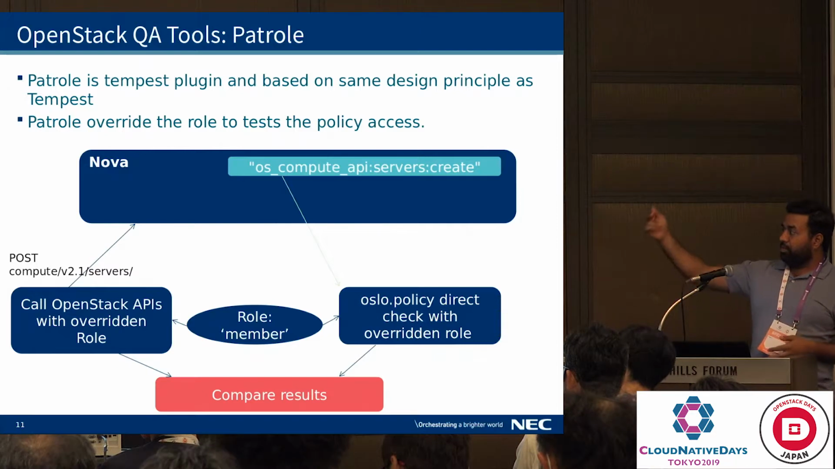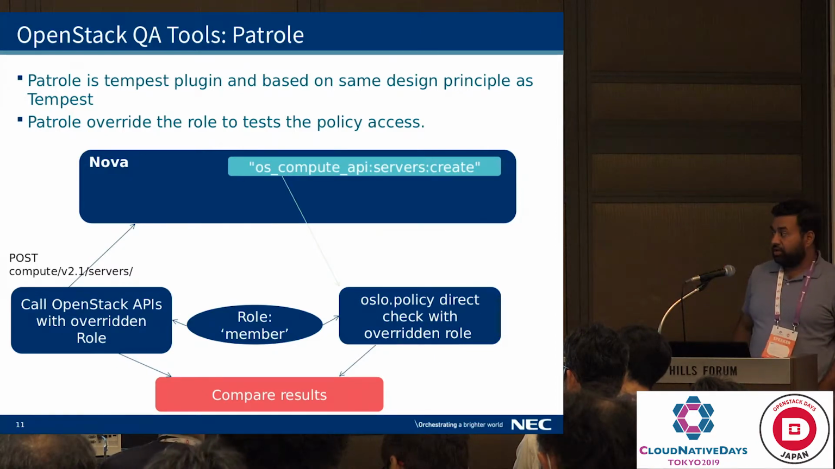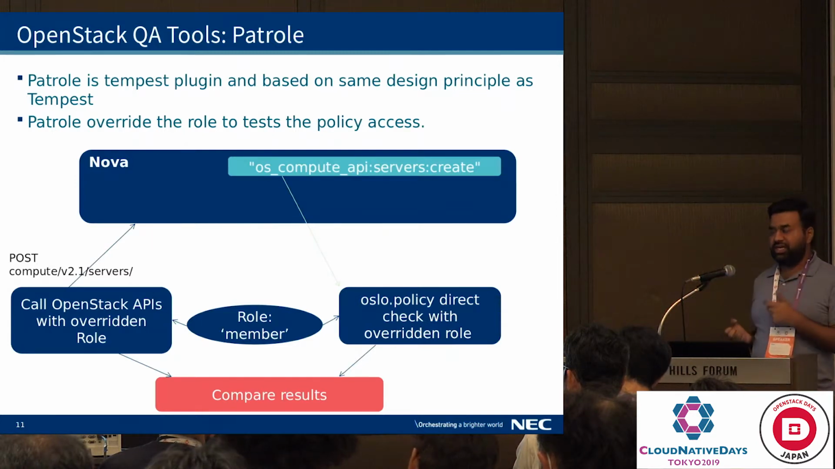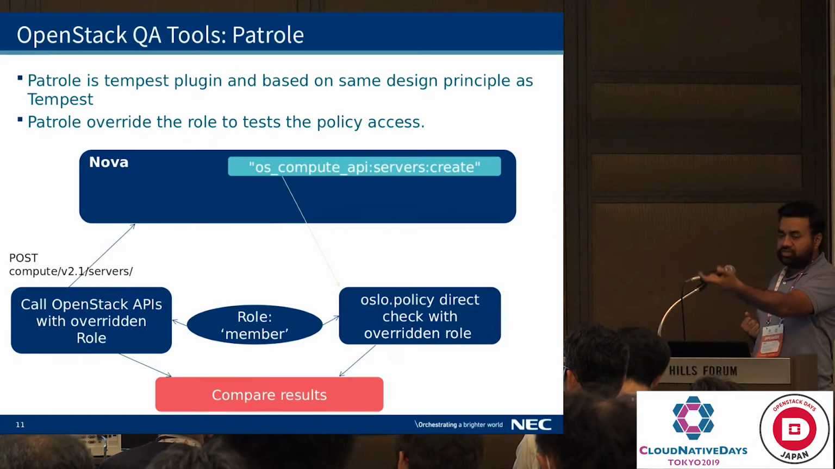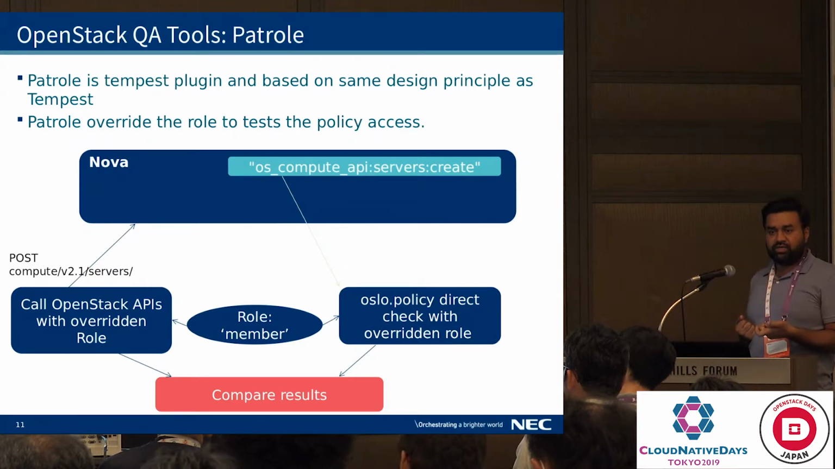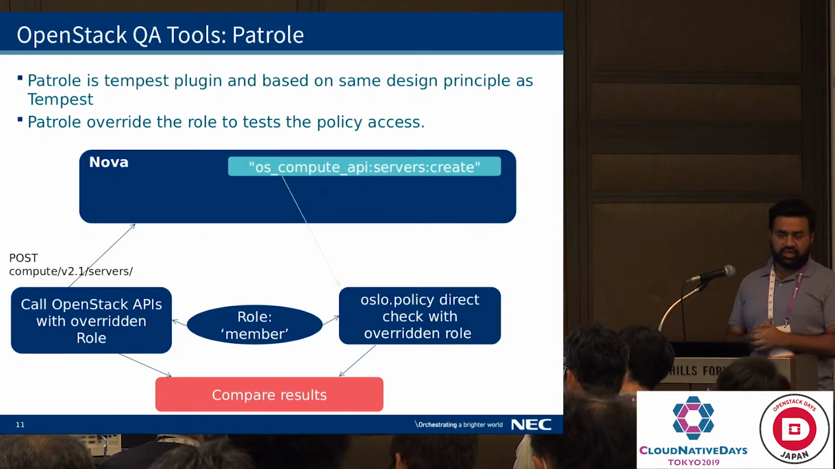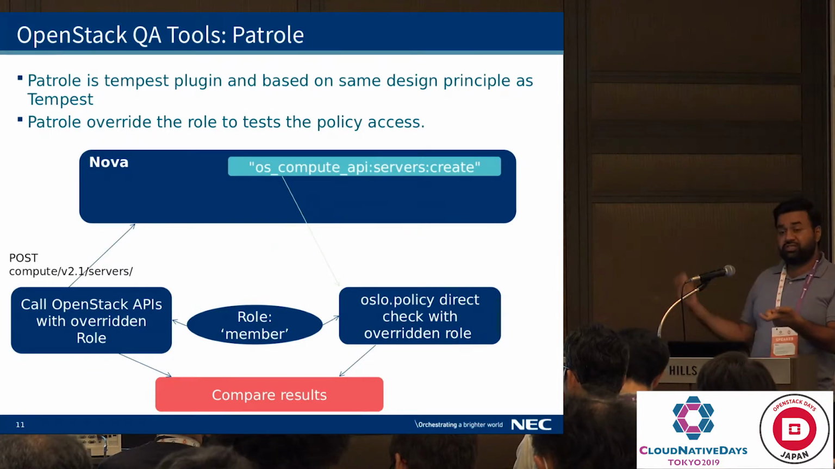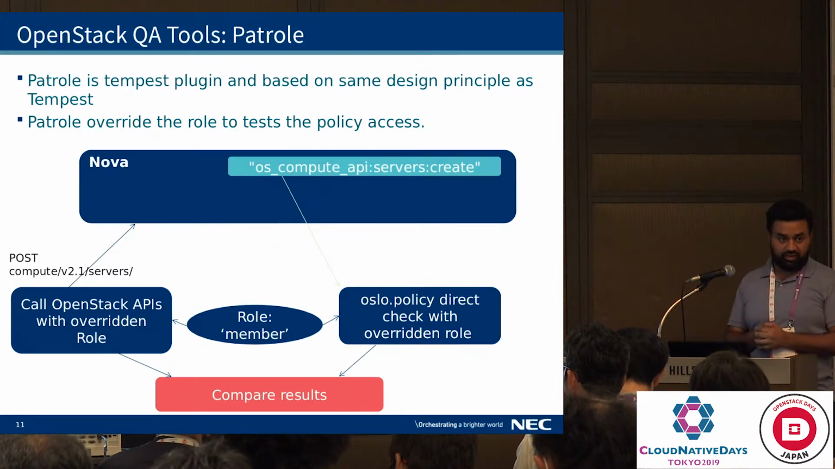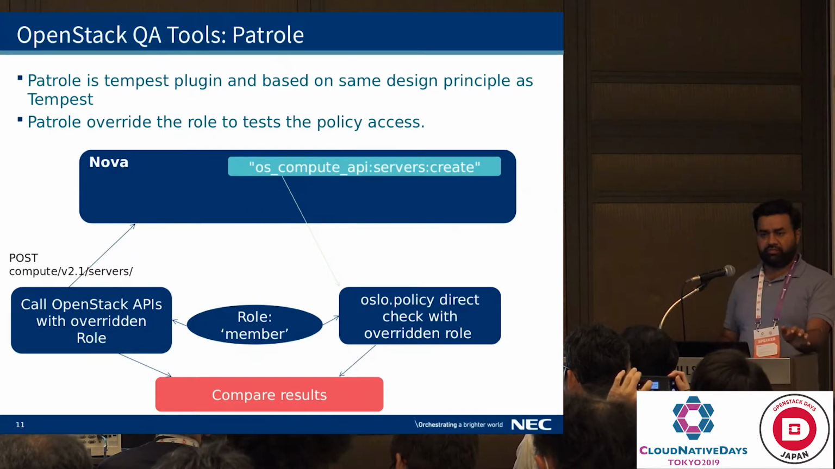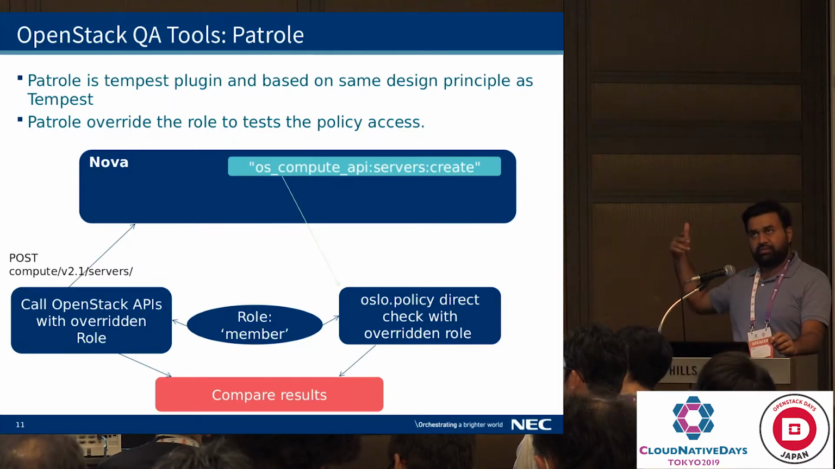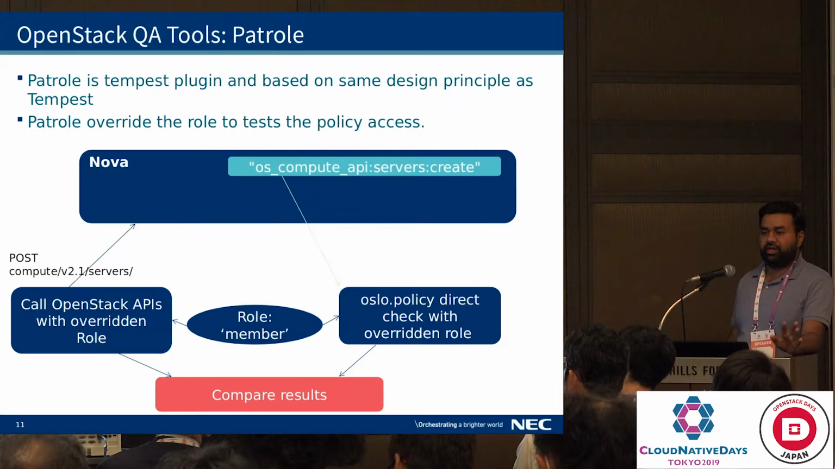For example, if a member has access to create a server, first it will check with the Oslo policy: can it create it? It will say yes, and then Patrol will check with actual API calls. If that passes and both match, it will say the test case has passed. If the API is not able to access and the policy is saying you can access, then the test will fail. So both ways around, it will verify the policy. And you can run it simultaneously with multiple roles, with member, admin, reader, all these roles you can run Patrol with.